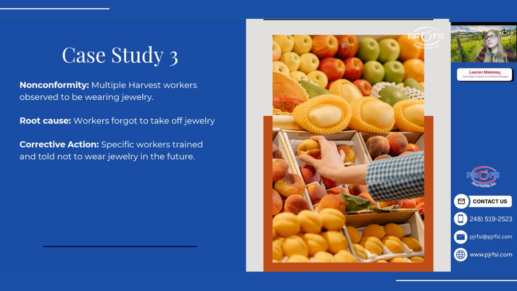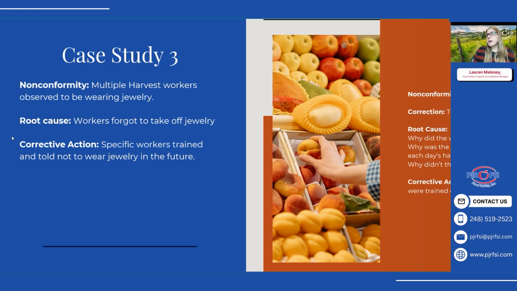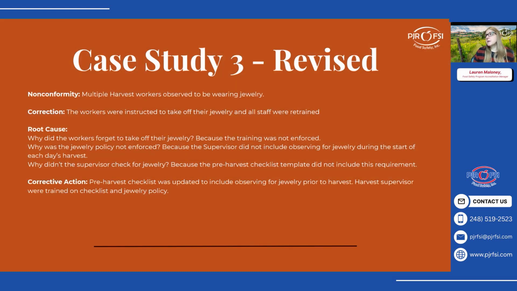Okay, our last case study, number 3, is multiple harvest workers observed to be wearing jewelry. Root cause: workers forgot to take off their jewelry. And your corrective action: specific worker trained and told not to wear jewelry in the future. So let's look at a revised case study number 3. Again, the nonconformity stays the same. The correction would be: workers, take off your jewelry, don't wear it again.